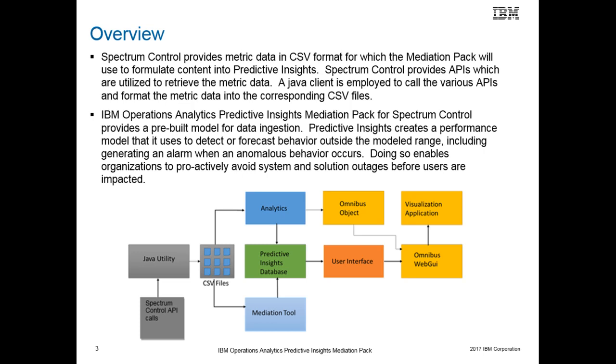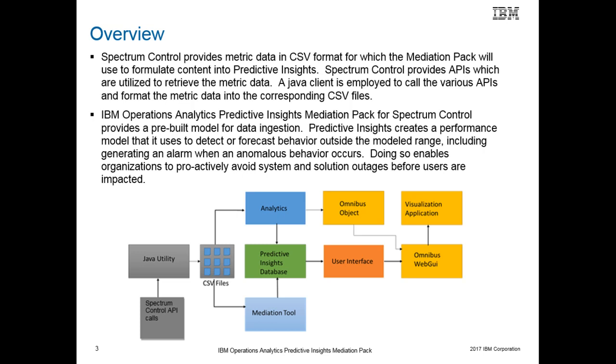The IBM Operations Analytics Predictive Insights Mediation Pack for Spectrum Control provides a pre-built model for data ingestion. This model is then used to forecast behavior outside of the modeled range, which generates alarms. The Spectrum Control Mediation Pack provides metric data in CSV format, which the Mediation Pack will use to formulate content into predictive insights. The Spectrum Control provides APIs which are utilized to retrieve the metric data.